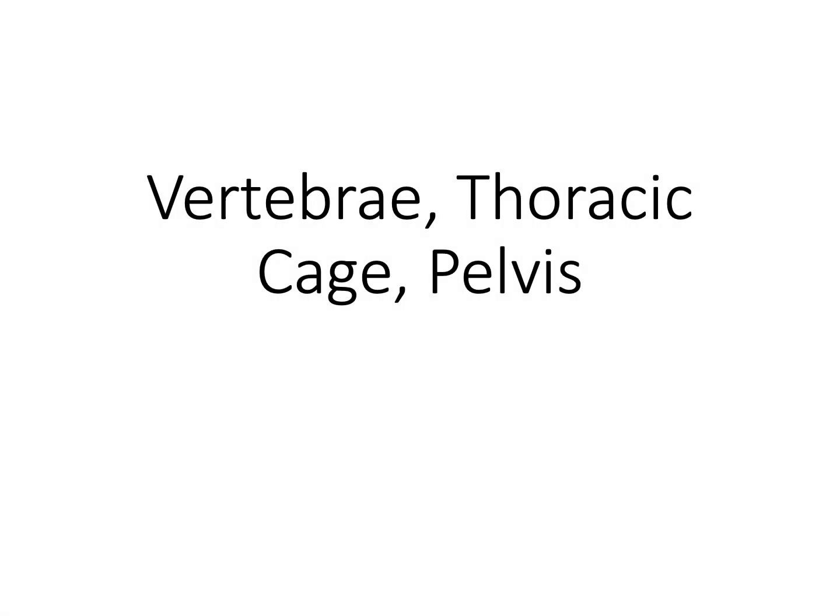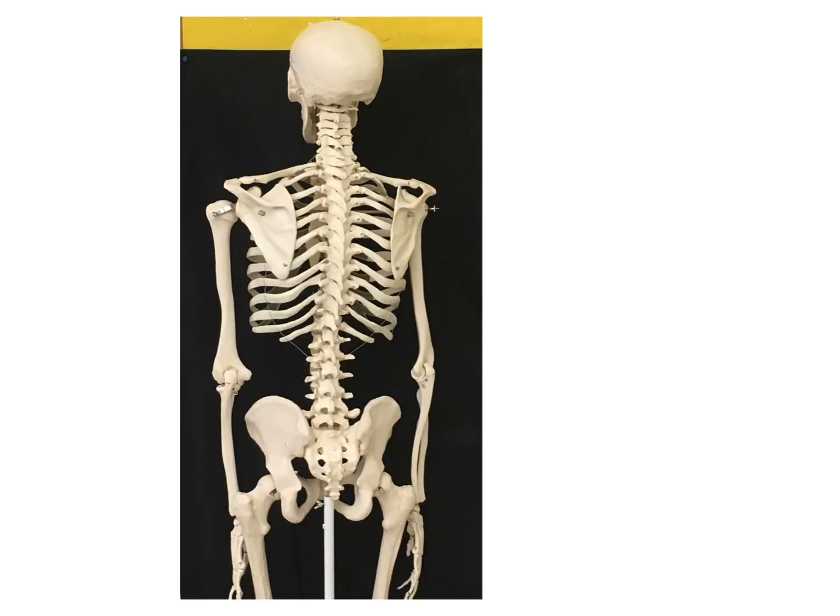So let's begin looking at the bones, what we would call the vertebrae, as well as the bones that would make up the thoracic cage and the pelvis. And so we'll start by looking at the bones that will make up the vertebrae or the vertebral column.